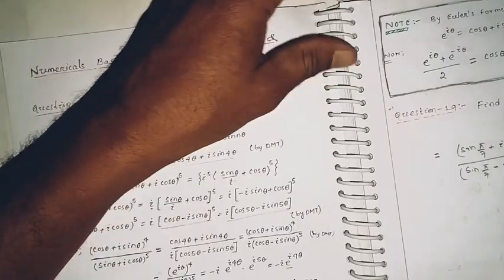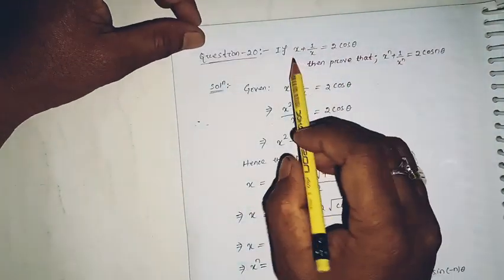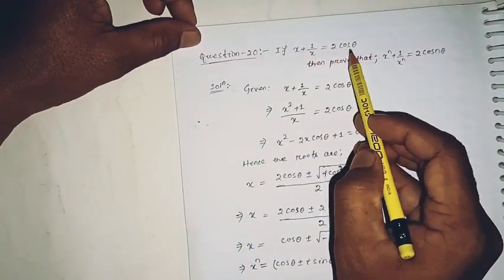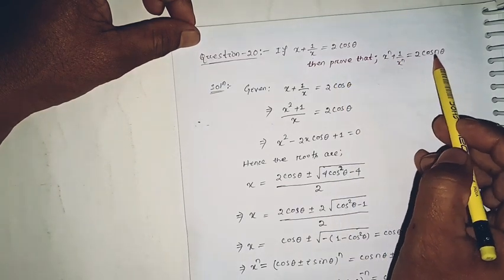Okay, now we are going to go for the next question, number 20. If x plus 1 by x equals cos theta, then prove that x to the power n plus 1 by x to the power n equals 2 cos n theta.